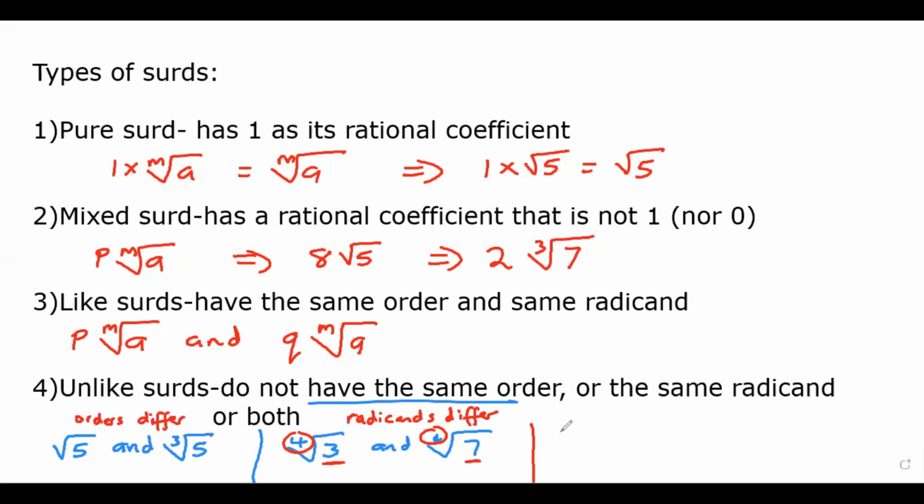So let's say we have 3 and 4th root of 5. If you look at this one, you realize that the orders are different and the radicands are also different. So these are the different ways that you could have unlike surds. This is when both are different, meaning both the order and the radicand.